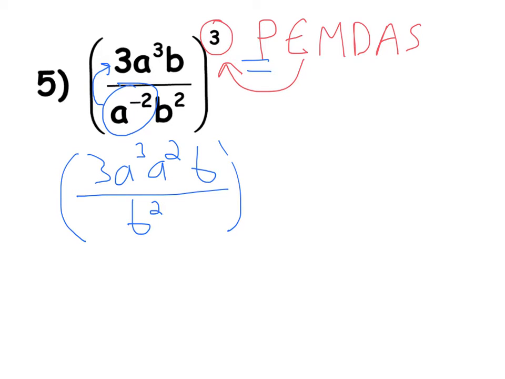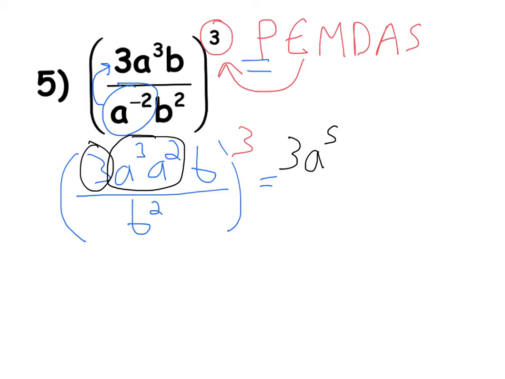Okay, we're still sticking inside the parentheses for now. Let's see what we can do. I have a cubed and a squared multiplied in the numerator, which means I'm going to add the exponents. That gives me a to the 5th. I have a 3 out in front here. I can't really do anything with that 3, so it's just going to stay.